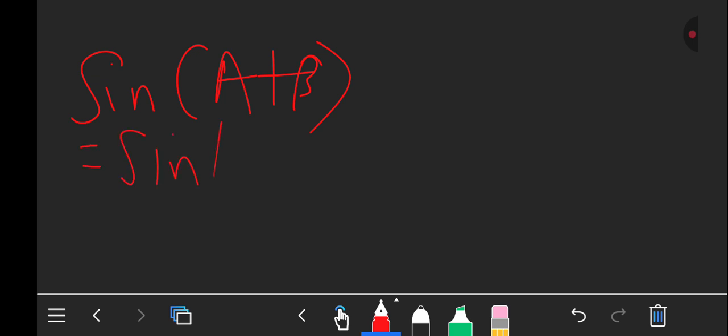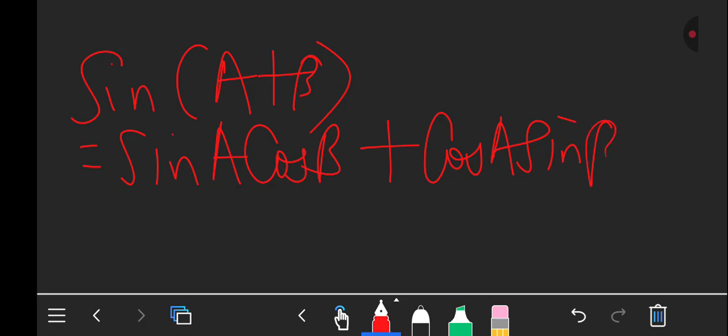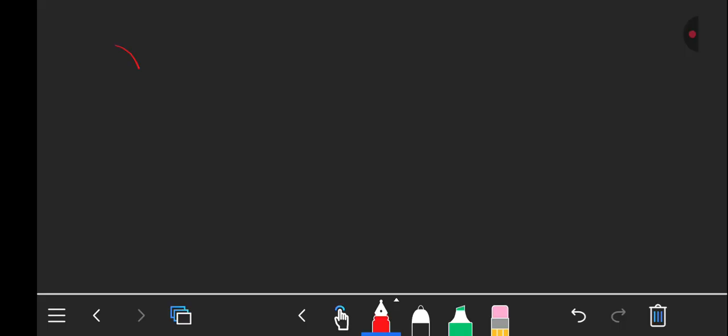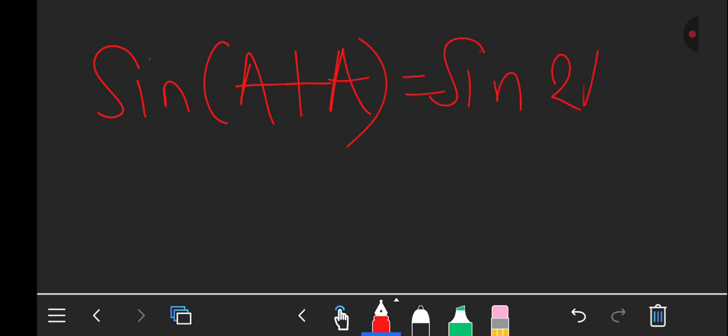Let's do it for sine, sin(A + B), the double angle for sine. So this is simply sin A cos B, sine is not selfish, plus cos A sin B. Okay, if there was a minus there, it would have been minus even there. Now let's have a situation whereby you have similar angles. Let's say sin(A + A). Sin(A + A) is equivalent to sin 2A.